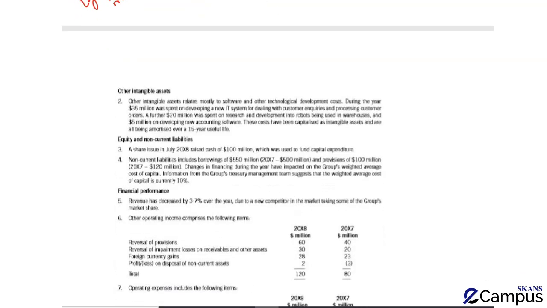So now, other intangible assets relate mostly to software and other technological development costs. During the year, 35 million was spent on a new IT system, 20 million on development into robots, and 5 million into a new accounting software. They're all being amortized over 15 years. Problem number 1: this comes up to 60 million if you add all 3. However, the SOFP only shows 30. That's the change that I just calculated. So again, my first concern is, why is there a discrepancy over here?